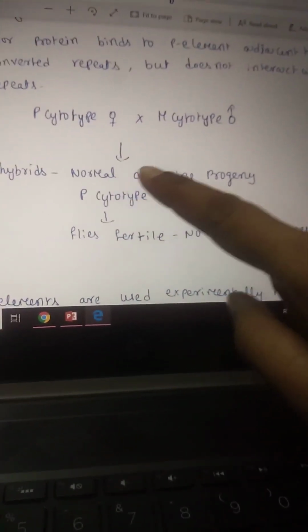So in P cytotype, because of presence of repressor protein, this repressor protein binds to P element and interacts with inverted repeats and blocks the expression of transposase gene. So transposase enzyme is not synthesized. Lack of transposase enzyme prevents the transposition of P elements. So P elements are stable, so there is no hybrid dysgenesis. Flies are fertile.